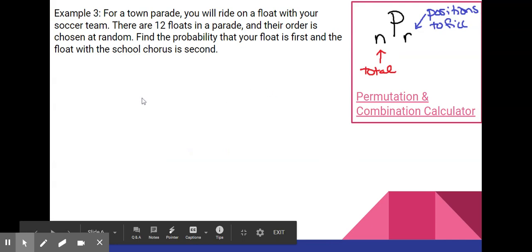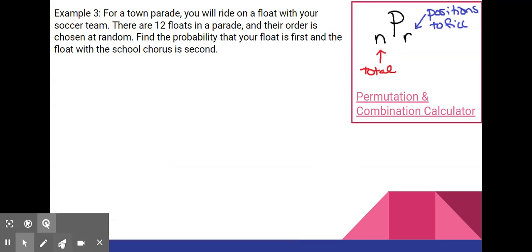Okay, now this one talks about probability. So I'm going to show you two ways. One way Mr. Garcia went through with you in class. Another way is my way, which might be a little bit easier for some people. It just depends on how you look at it. So you have a parade. There's 12 floats in the parade. So obviously that is of importance here.